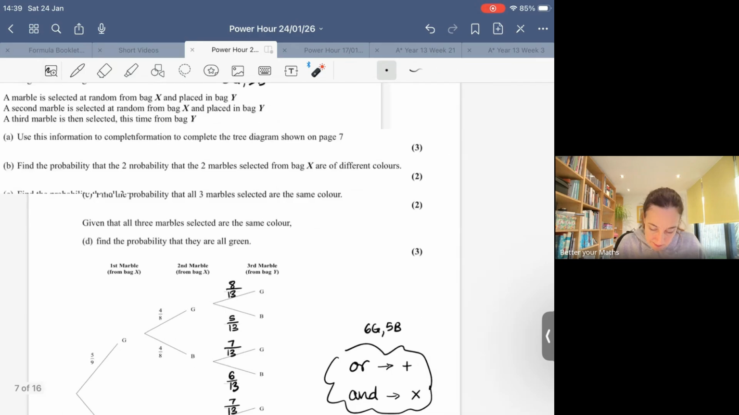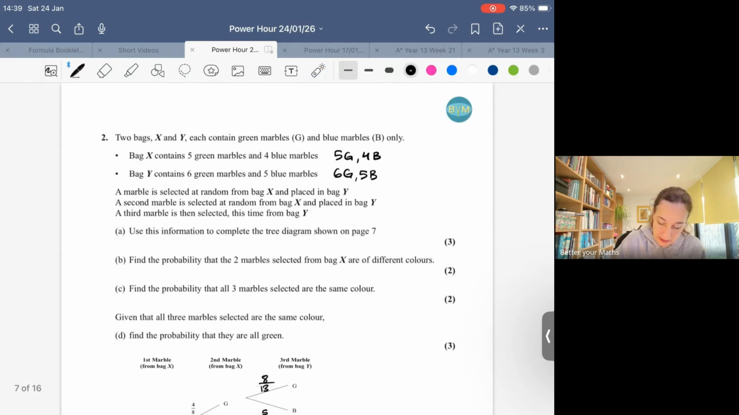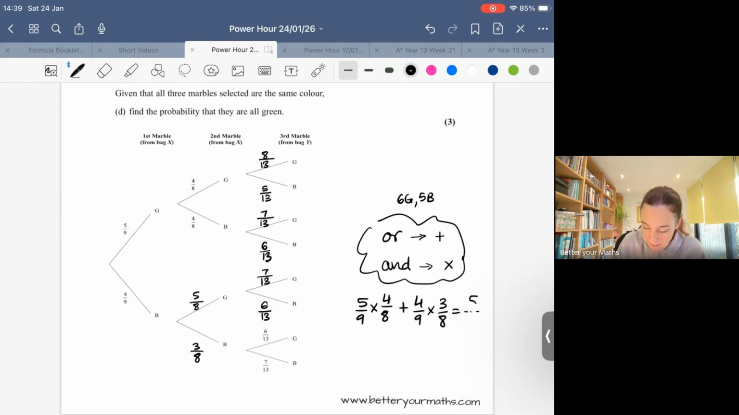So this is B. B is 5/9. Is it clear? So that was the Venn diagram, the tree diagram, and then B is that.